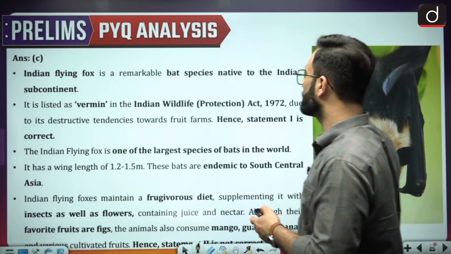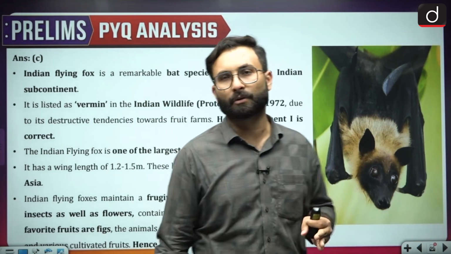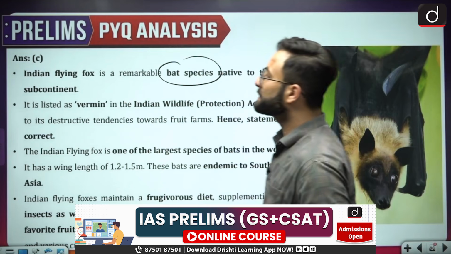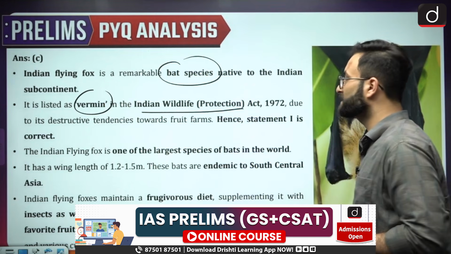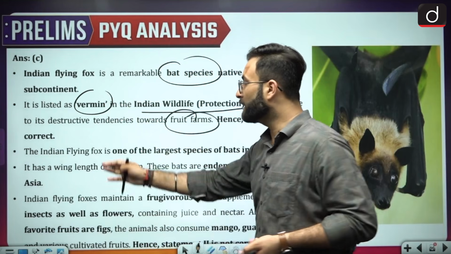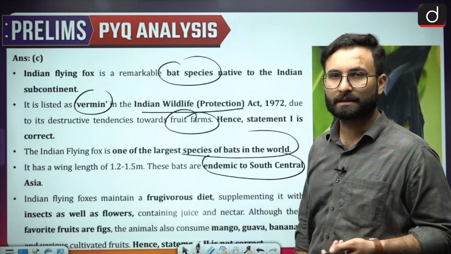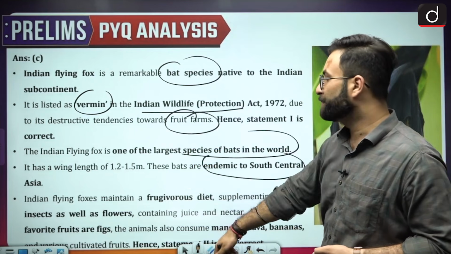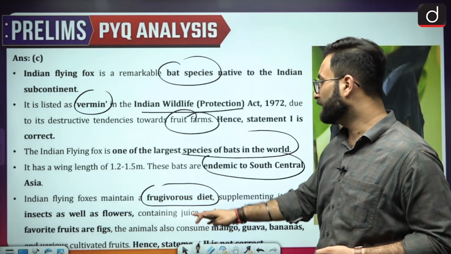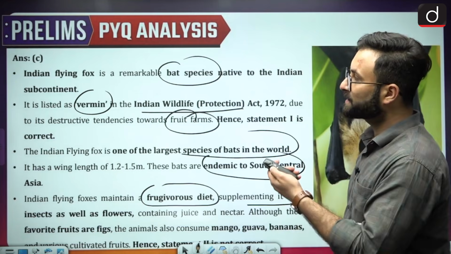Here you can see this is basically your Indian flying fox. Again, Indian flying fox is not a fox, it is a variety of bat. Indian flying fox is a remarkable bat species native to the Indian subcontinent. It is listed as vermin in Indian Wildlife Protection Act 1972 due to the destructive tendency towards the fruit farms. Okay, because they are fruit lovers. The Indian flying fox is one of the largest species of the bat in the world, and these are endemic to the South and the Central Asia. The flying fox maintains a frugivorous diet, supplementing it with the insects as well as flowers containing juice and the nectars, although their favorite fruits are figs. Figs we have already discussed. So that is about the Indian flying fox.